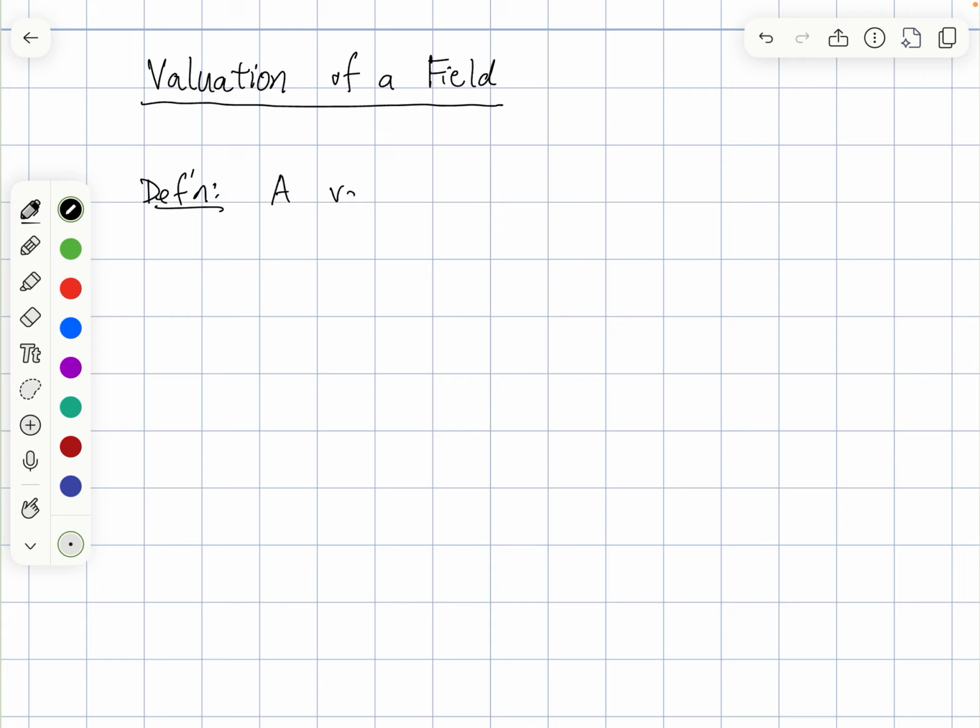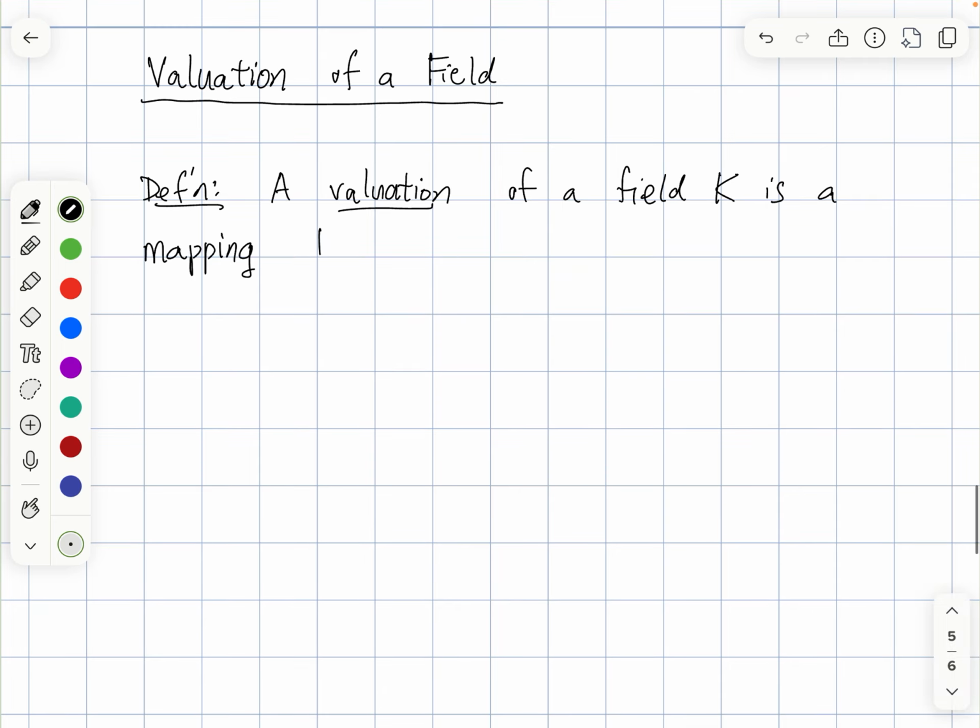Evaluation of a field K is a mapping from K into the real numbers. So it assigns a real number to each element of K such that for all elements A and B in K, we have the following properties.